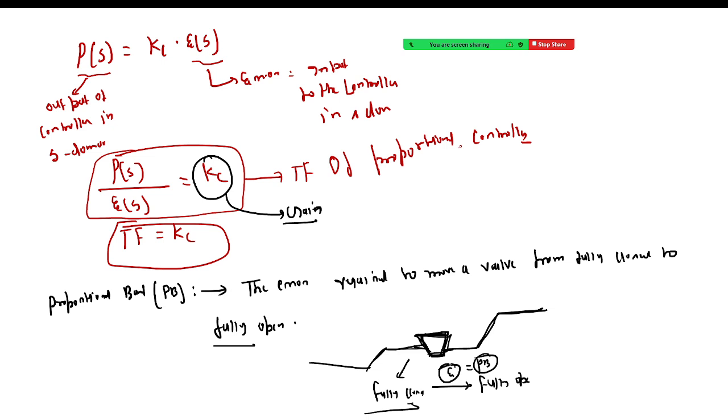So this is a specific parameter that has been defined for a valve in a process industry. When a valve is completely closed, and if we wish to open that valve from fully closed to fully open, then during that process, the error that is being generated inside the process will be called the proportional band, right? That's the definition of band. So in the process industry, in place of gain, some engineers use proportional band, right? Is there any doubt?